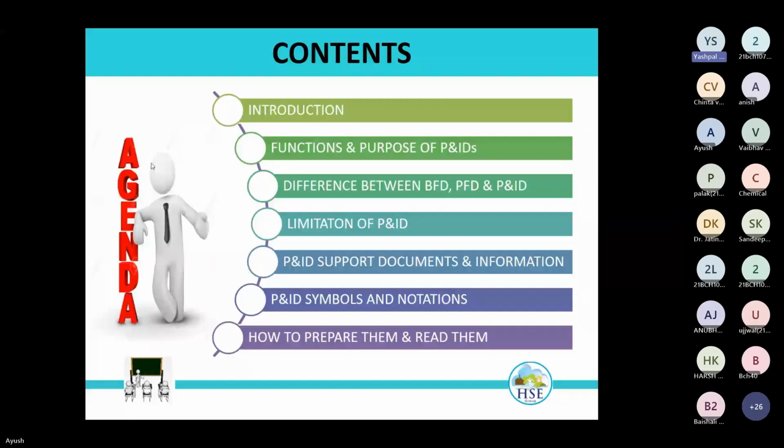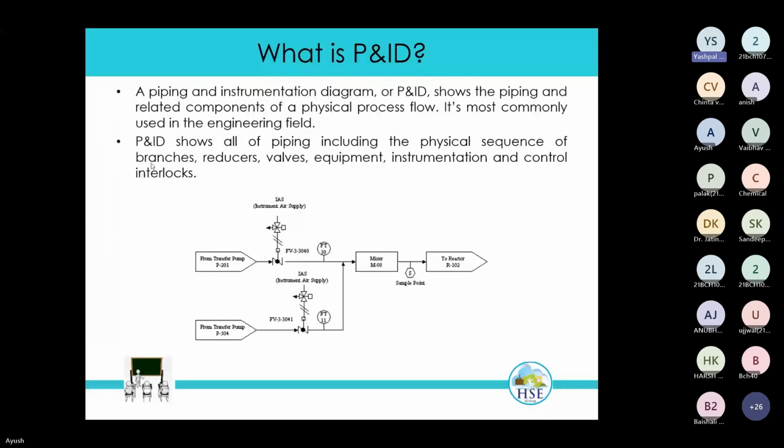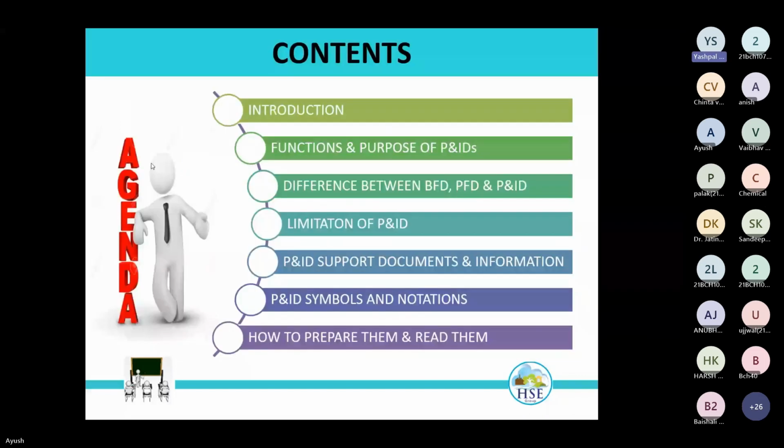Thank you. So, again, the content includes the function and purpose of P&ID, and the difference between BFD, PFD, and P&ID. Limitations of P&ID. P&ID is a piping and instrumentation diagram. The P&ID support documents and information. P&ID symbols and notations, how to prepare them and read them.